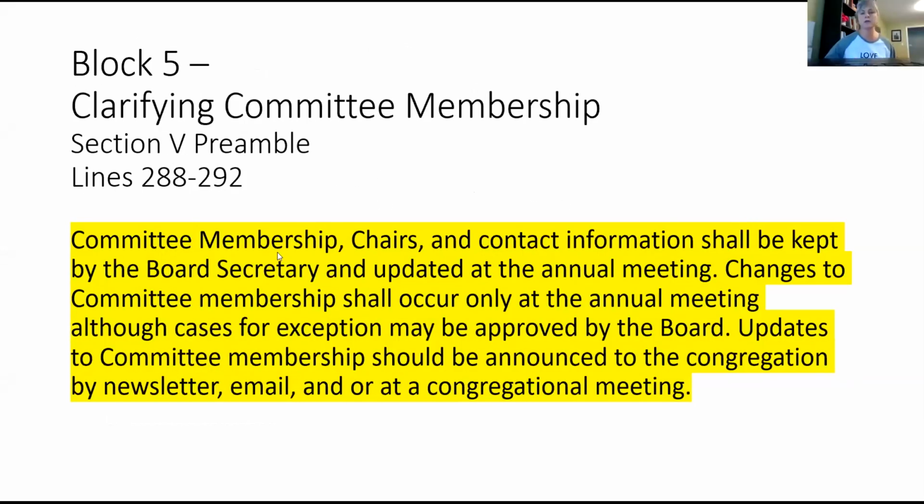Next, block 5 will include a couple of different slides, so if you'll bear with me, I'll go through them one at a time. This section is added at the preamble of section 5, and so I'll just read it out. If you have the bylaws with you, please look at lines 288 to 292. The rest of these are to clarify committee membership and responsibilities.